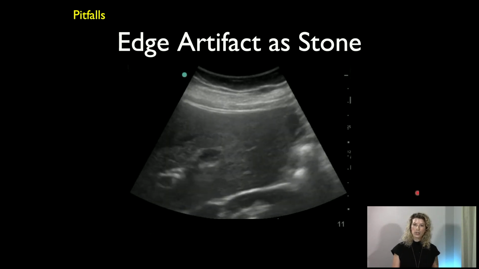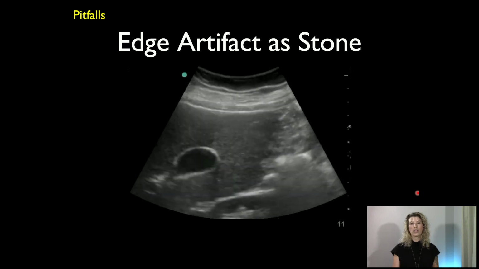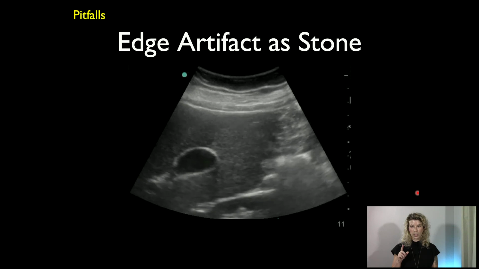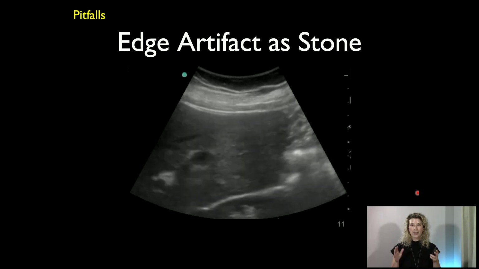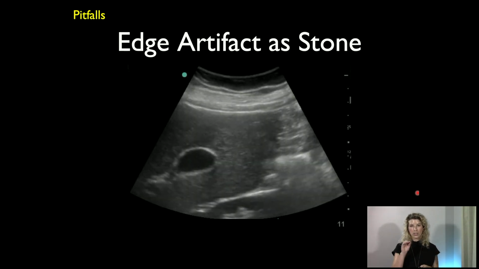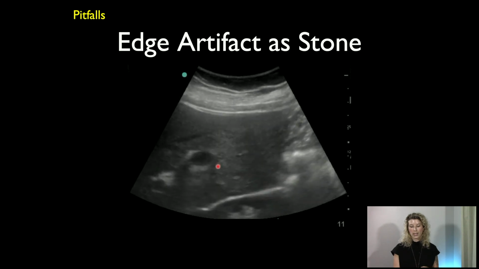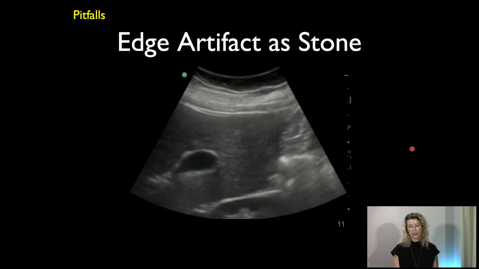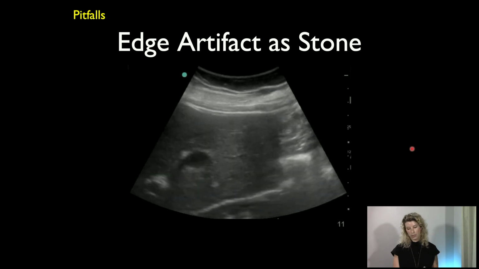Ways to make sure that you're seeing edge artifact instead of a stone is to, again, look at the gallbladder in the other view, right? Rotate 90 degrees. You'll see edge artifact in that view as well, but you won't see a stone, which in this case, if you turn it 90 degrees, would be in the center of the gallbladder. So that's how you make sure you're seeing artifact and not stone.